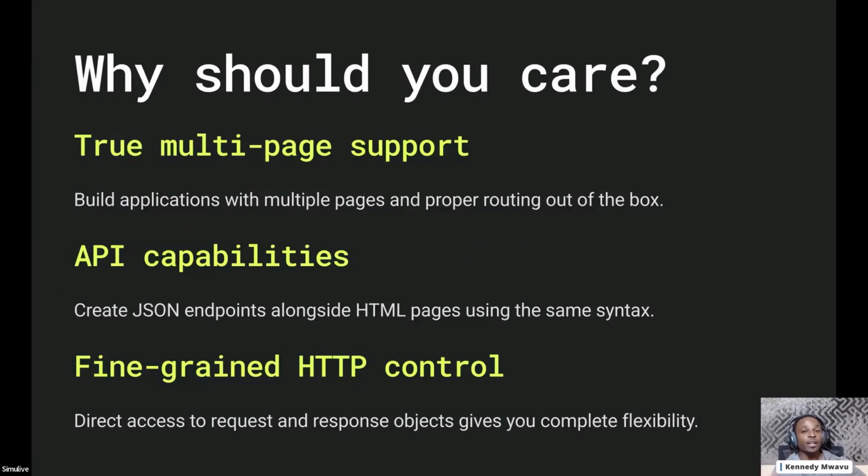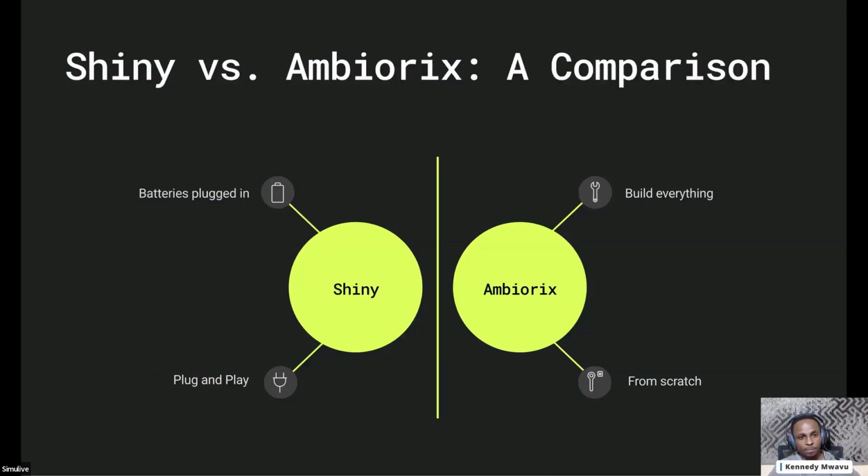At this point, you already know why you should care about Ambiorix. You get true multi-page support, API capabilities, meaning you can create your JSON endpoints alongside the HTML pages using the same syntax. And a third one is that you get fine-grained control over the HTTP request response cycle, which we will talk about in a bit.